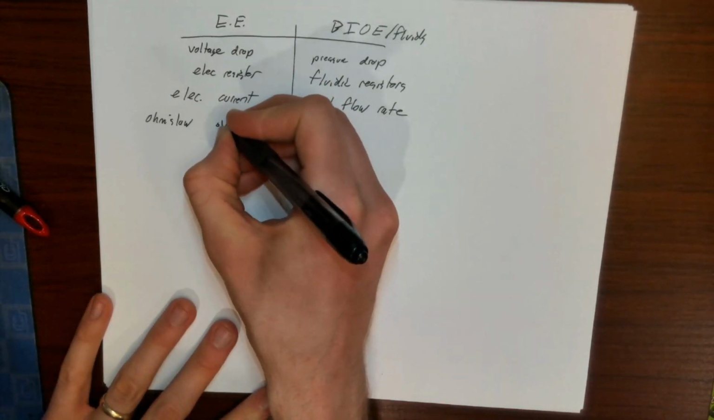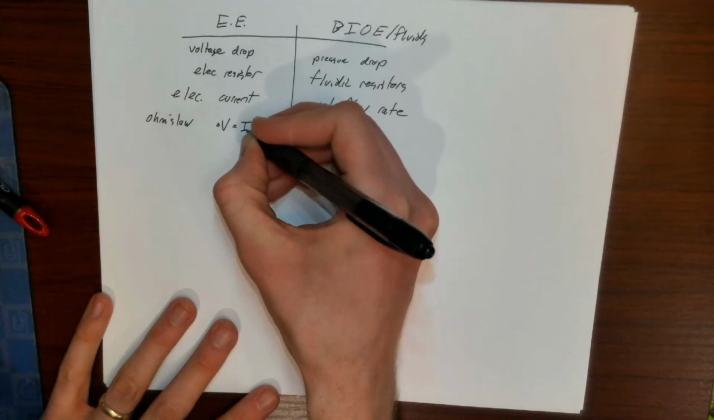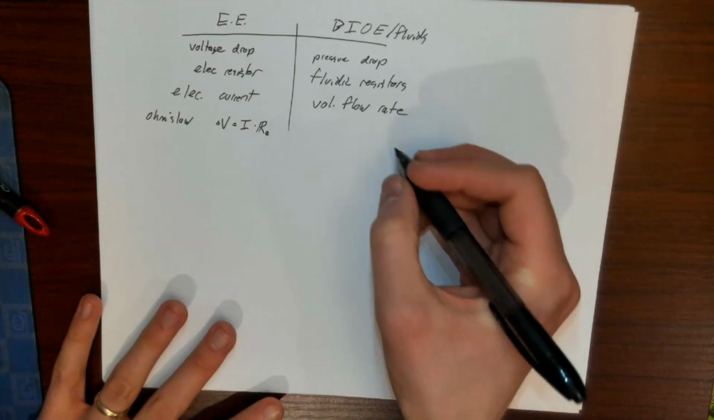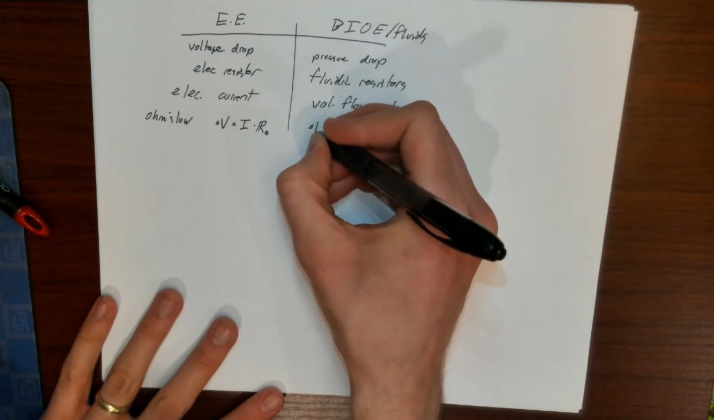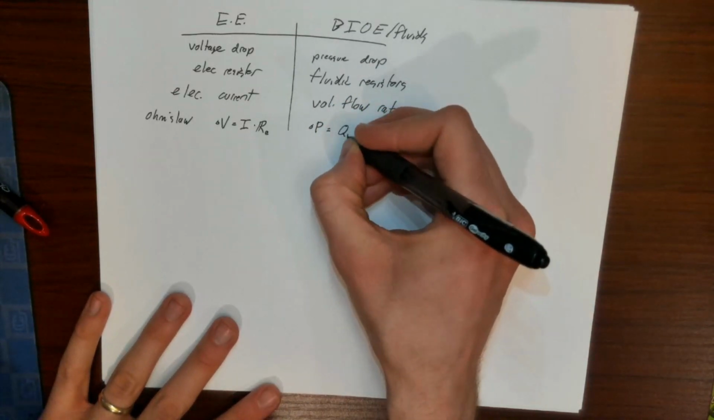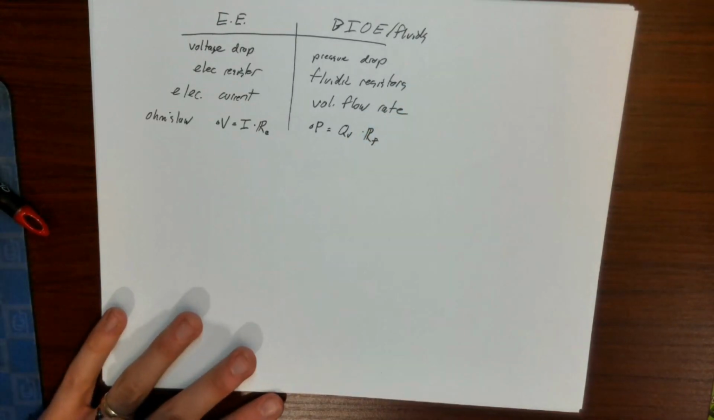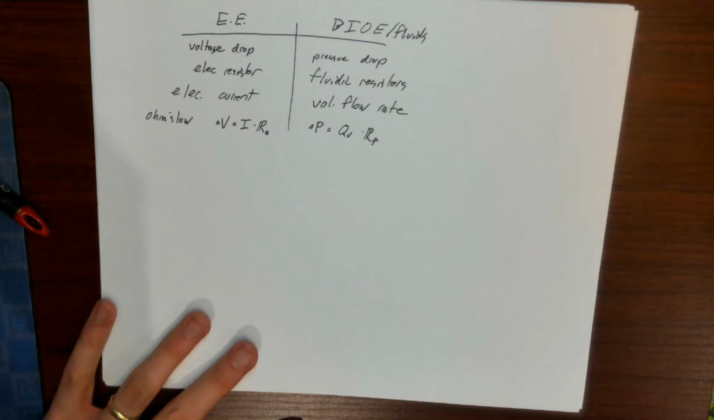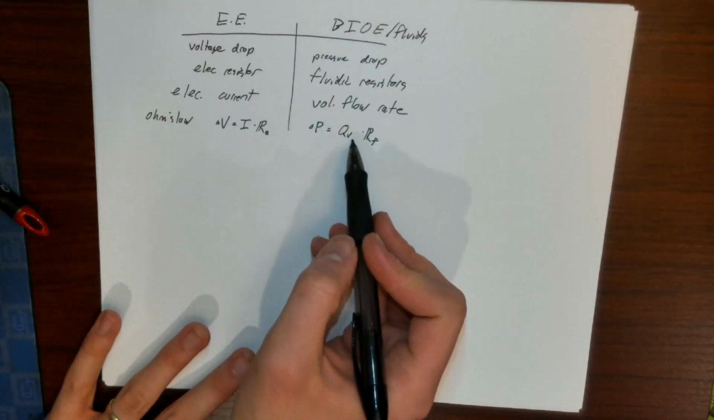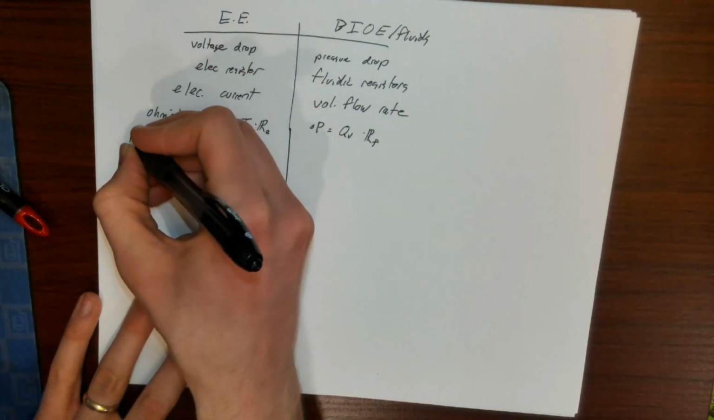which basically is saying that V, the voltage drop across a resistor, is proportional to the current through that resistor times its electrical resistance. And in bioengineering, the pressure drop across a fluidic resistor is equal to the volumetric flow rate times the fluidic resistance of that system. And these analogies hold.